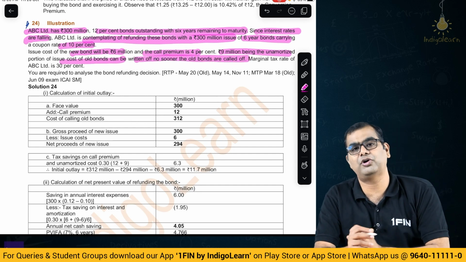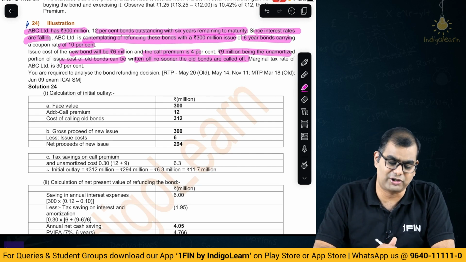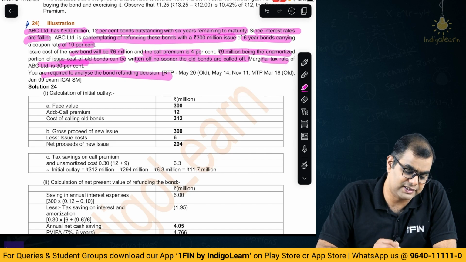And 9 million is the unamortized portion of the issue cost of the old bonds, which can be written off as soon as the old bonds are called off. They are giving an assumption, so you can write off that unamortized amount. Marginal tax rate of ABC is 30%. You are required to analyze the bond refinancing decision.